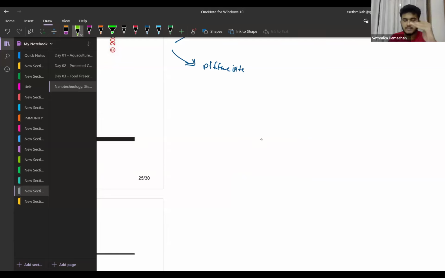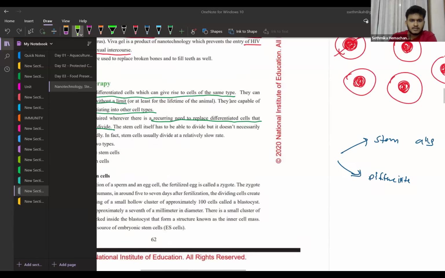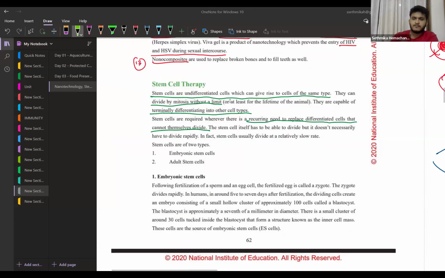So in the germinative epithelium, you have the stem cells and they are dividing to form more stem cells which differentiate into epithelial cells. Okay. So if you need to replace the differentiated cells, you need the stem cells. The stem cell itself has to be able to divide, but it doesn't necessarily have to divide rapidly. In fact, stem cells usually divide at a relatively slow, normal rate.